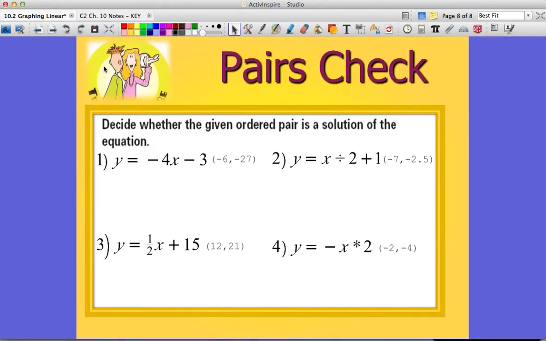Right, so on Edmodo tonight, what I would like you to do is tell me whether or not the ordered pair is a solution to the equation. These examples are just like the first one that we did, and I will actually start the first one with you, where you have to plug in your x and y values. So since the second number is always your y, this one would be -27 is equal to -4 times -6 minus 3. And then you have to go through and do the math and decide, does this statement come out to be true? If so, then this is a solution. If not, if it is false, then it is not a solution.